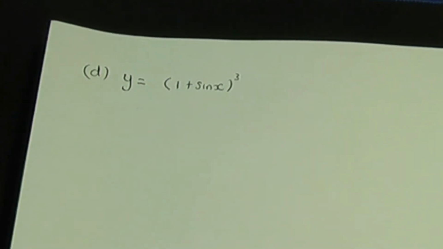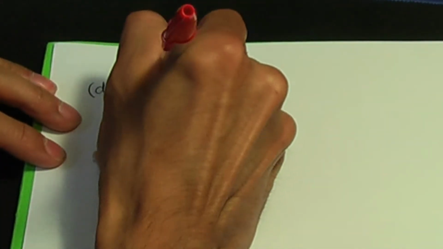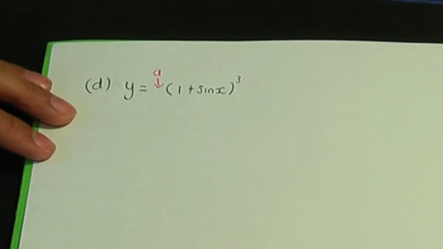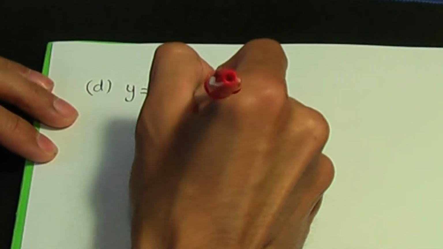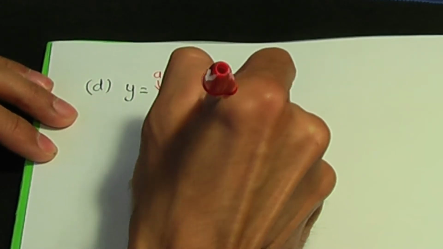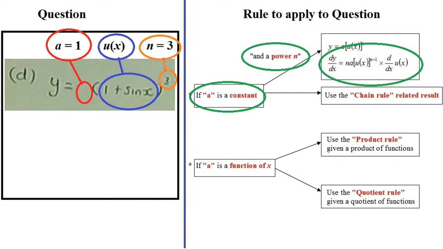Now over here, our a term, the term in front, so let me take a red pen, is 1. That's the term in front of this function. 1 plus sine x is regarded as our u of x or our u term. And the power 3 is our n term. So we can use that very rule that we've seen to differentiate this term.